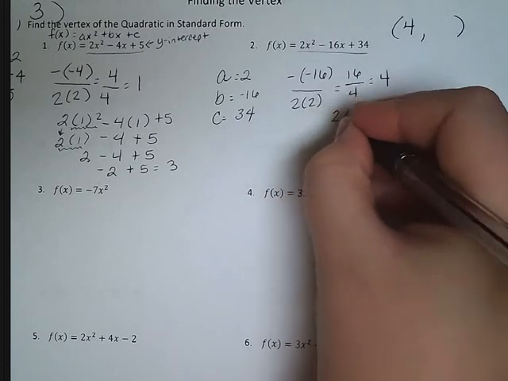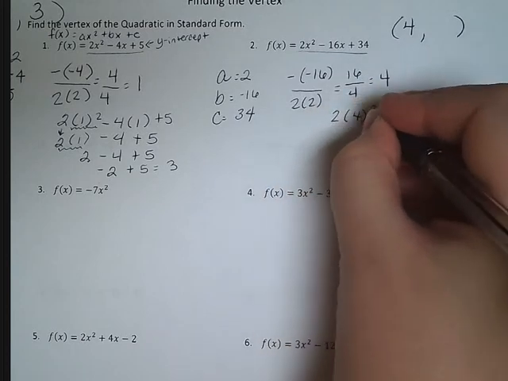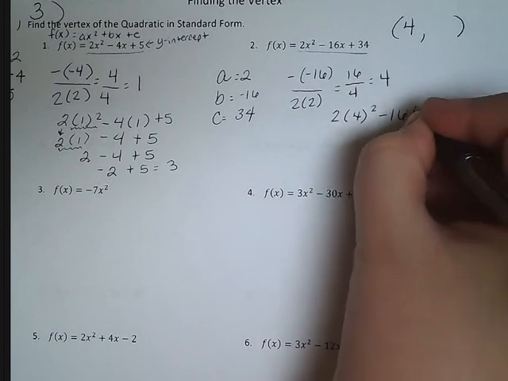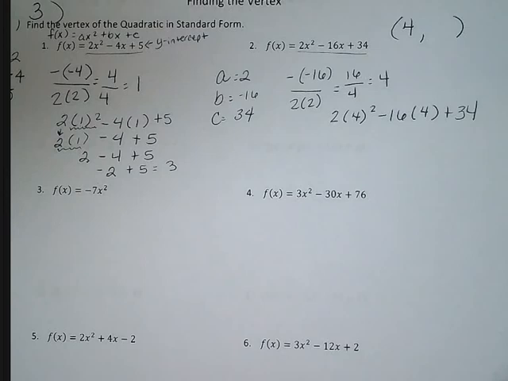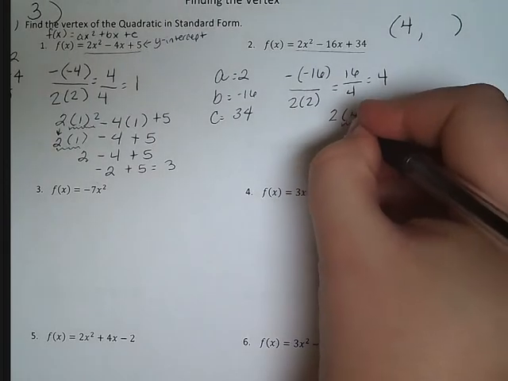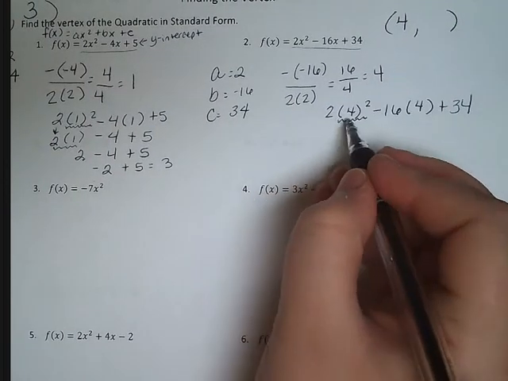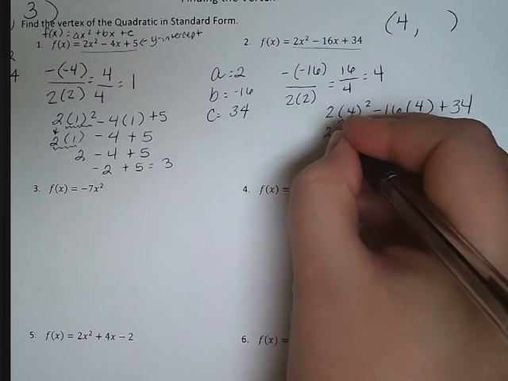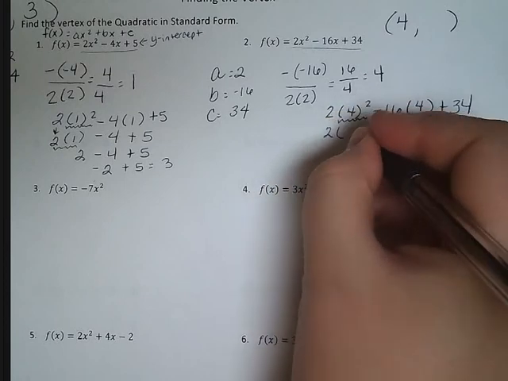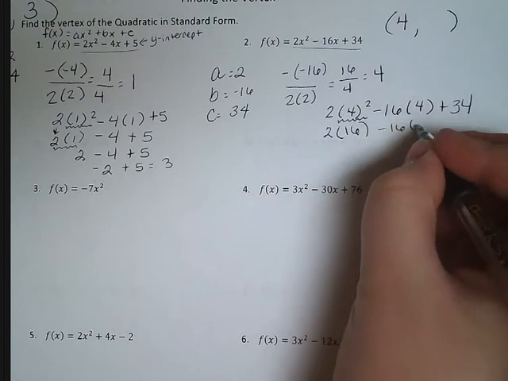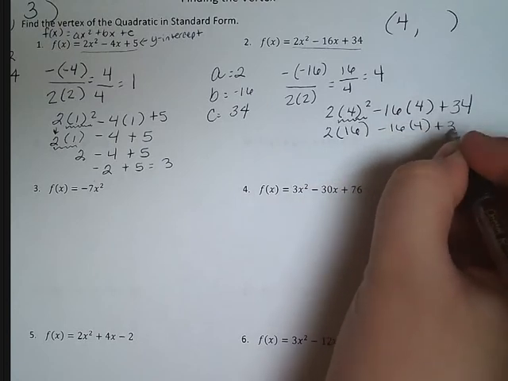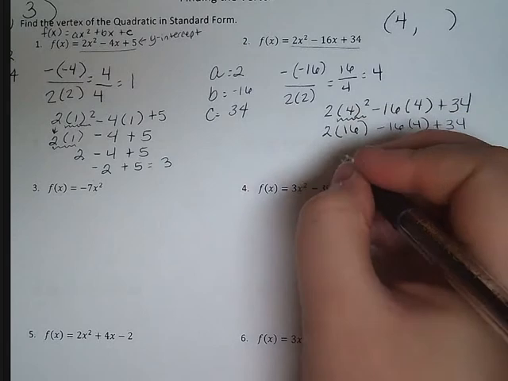So instead of our x, we're going to write 4 here again, plus 34. So remember, we have to take care of the exponents first before we can multiply. So we're going to bring that 2 down. 4 squared is 16. Bring everything else down.